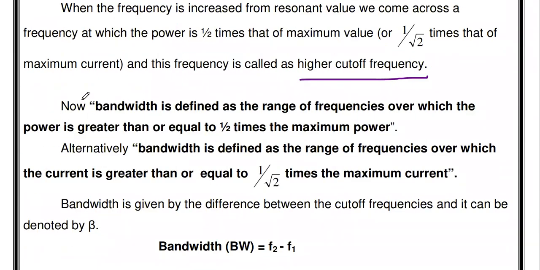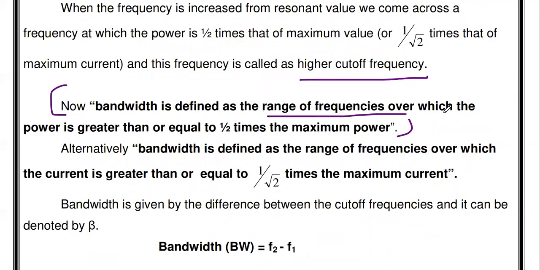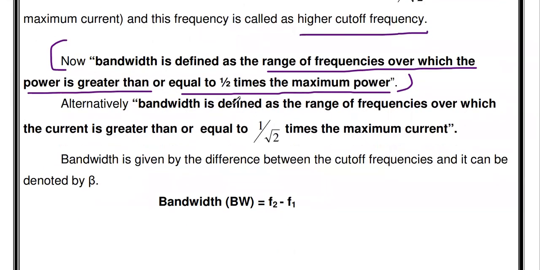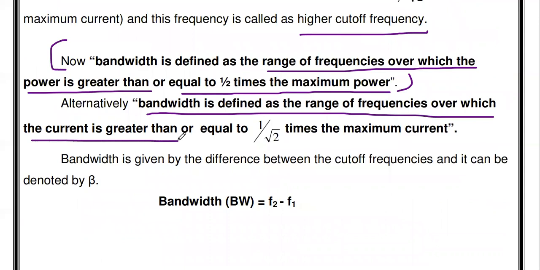So you see the definition of bandwidth. This is an important 2-mark question. The bandwidth is defined as the range of frequency over which the power is greater than or equal to 1 by 2 times the maximum power. Similarly, the bandwidth is alternatively defined as the range of frequency over which the current is greater than or equal to 1 by root 2, which means 0.707 times the maximum current. Both are equivalent. This is the bandwidth in terms of power, and this is the bandwidth in terms of maximum current. This is the definition of bandwidth.